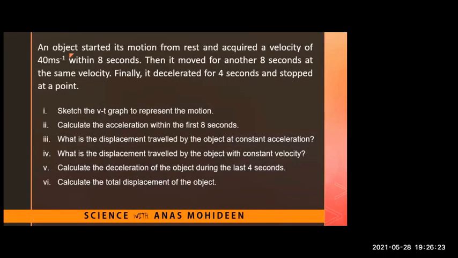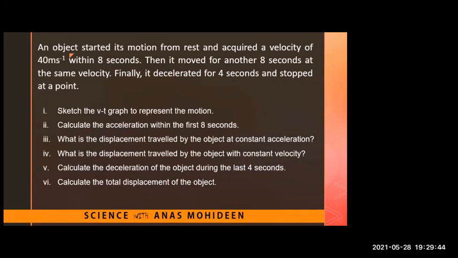The question today that we are going to take here is related to motion calculations and graphs. All right, let's look over the question. An object started its motion from rest and acquired a velocity of 40 ms-1 within 8 seconds. Then it moved for another 8 seconds at the same velocity. Finally, it decelerated for 4 seconds and stopped at a point.